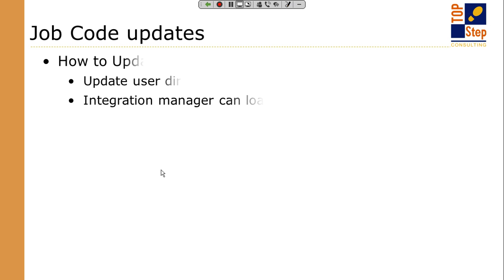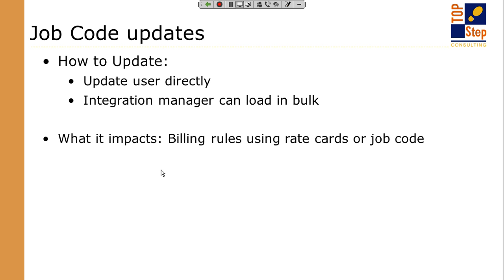Now, job code update. Job codes are basically labor categories. Maybe it's a loose association with titles, but typically it relates to your price list. In job codes, you can always update them directly or use the Integration Manager. But the thing to consider about job codes is, if you change somebody's job code, will that ripple through and impact the way that you bill certain projects? Billing rules can use rate cards or job codes, and rate cards use job codes, to determine the billing rate.